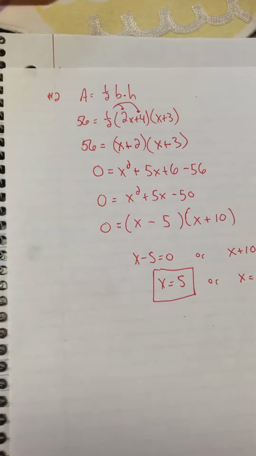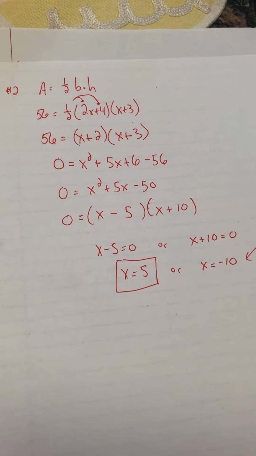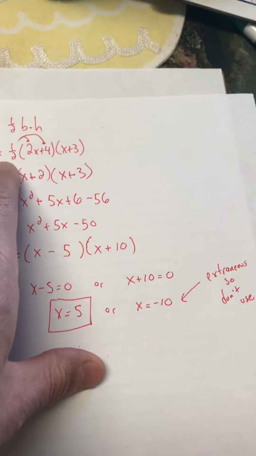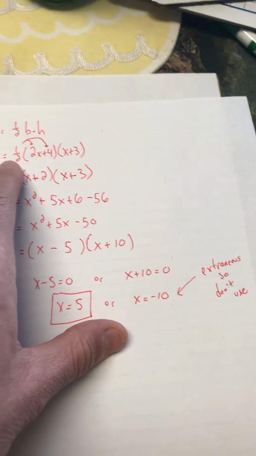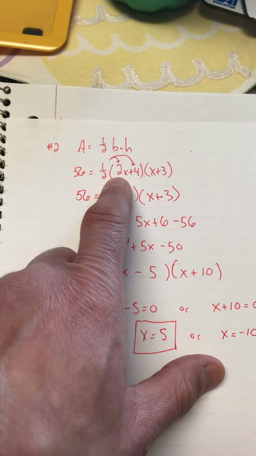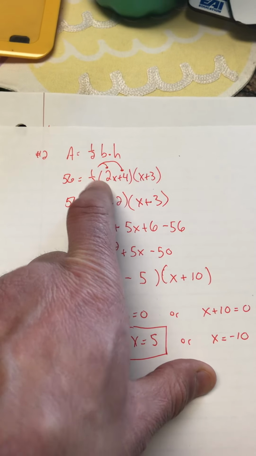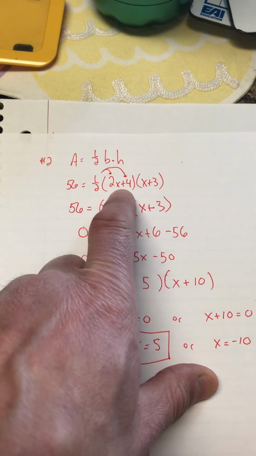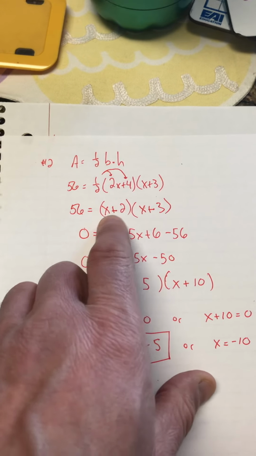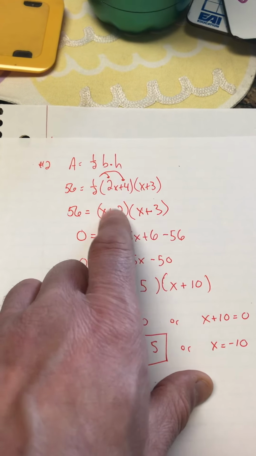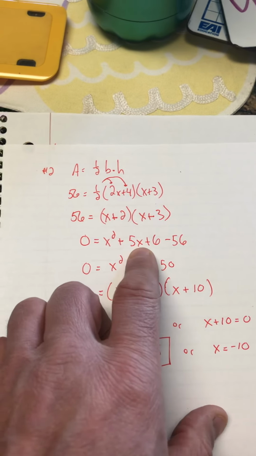I did it a little bit differently on this side, actually. Instead of multiplying by 2, I distributed it in. The second time I did it, I said, well, let's just distribute the 1/2. I saw these were both even. So I got x plus 2 times x plus 3 equals 56. It was so much easier.